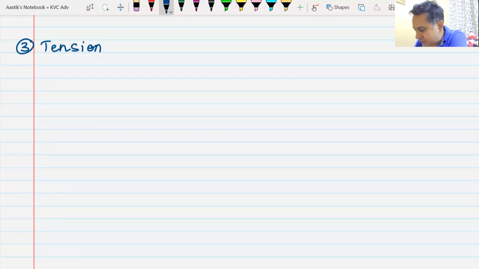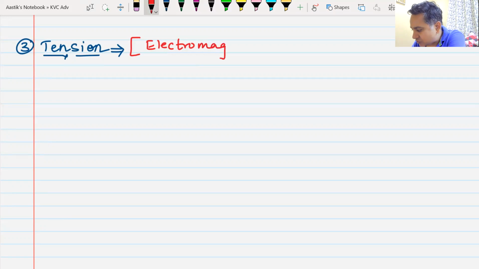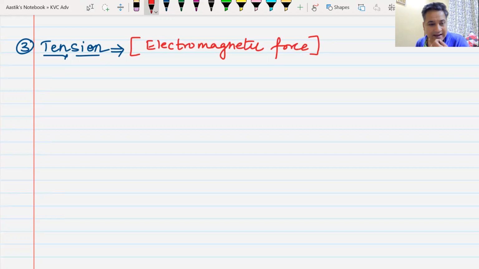Tension in a string. Have you heard about this? Yes, sir. Tension in a string, what type of force is it? It is again an electromagnetic force. Whenever you hang anything by a string, this force comes because of electromagnetic interaction between the string and the body. Yes or no? Yes, sir.